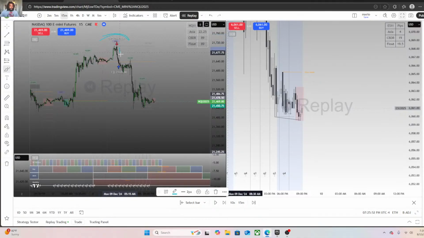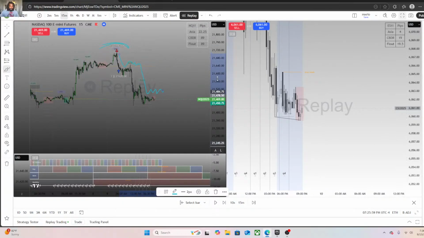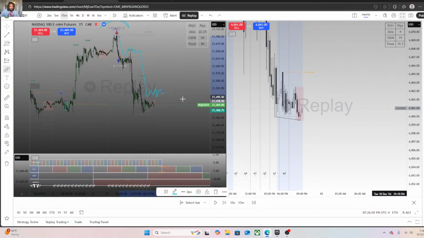We got the first drop, we reaccumulate. Second drop, reaccumulate, and then we can have a third drop to sell some liquidity down here. Lows being taken out. So this is your sell model right here. But if this SMT holds, this can start its buy curve up until these previous day highs right here.